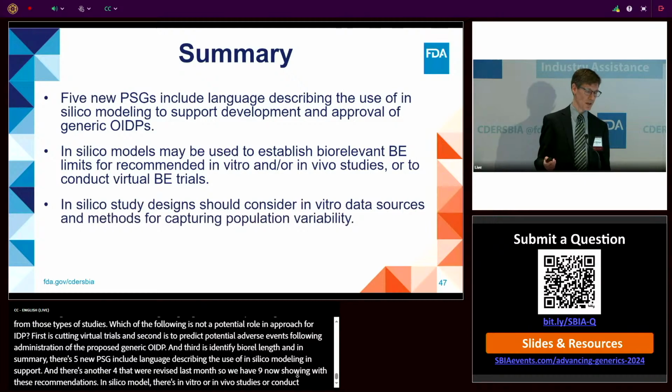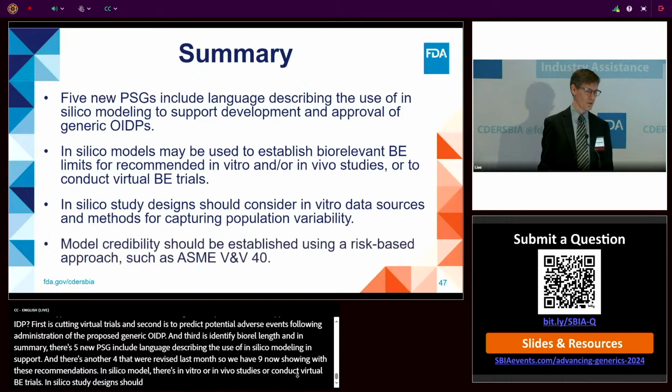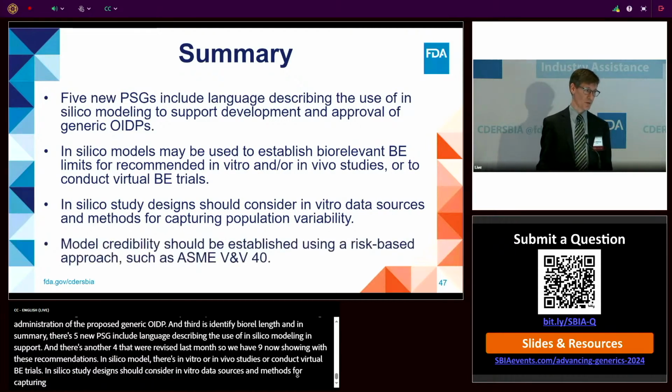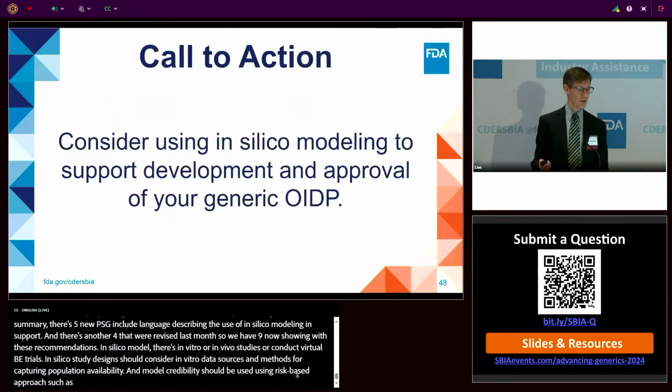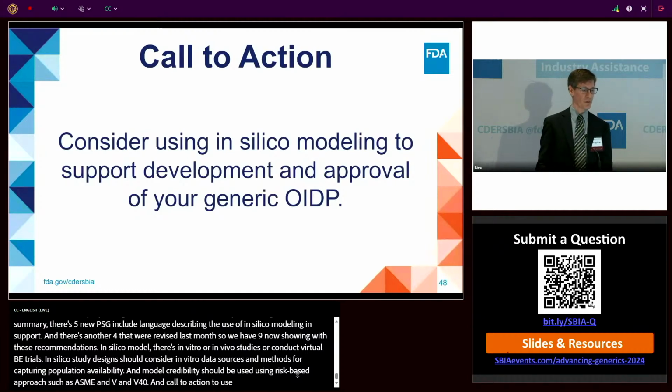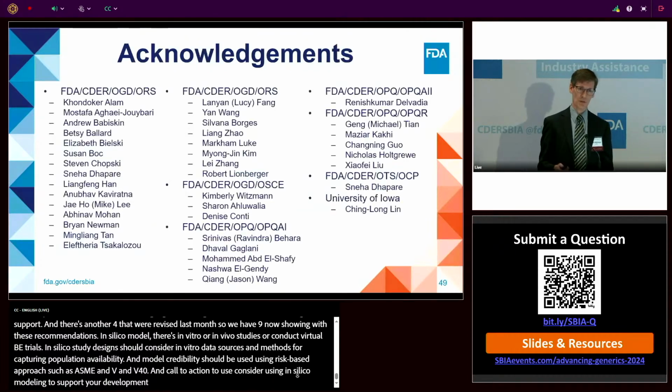In silico study design should consider in vitro data sources and methods for capturing population variability. And finally, model credibility should be established using a risk-based approach, as MEV-NV40 is just a suggested method; you could use another method as well. And the call to action to you is to consider using in silico modeling to support development and approval of your generic OIDP.